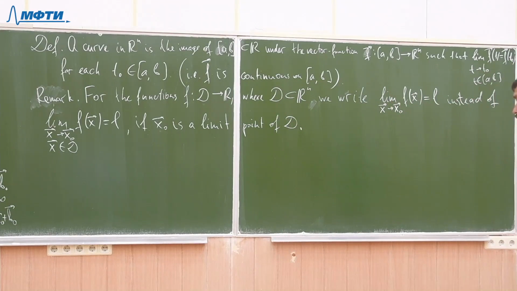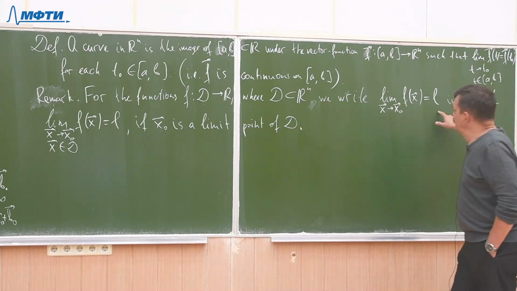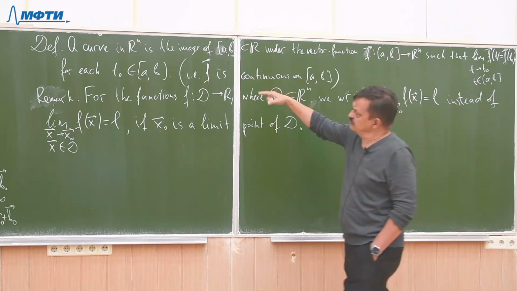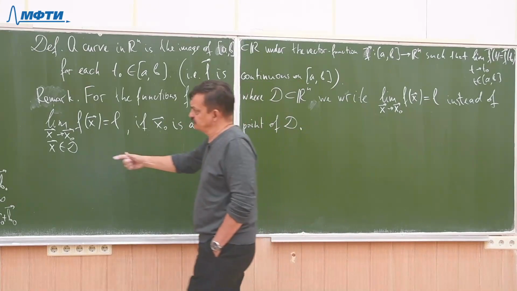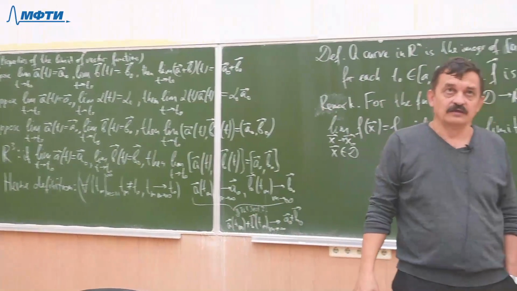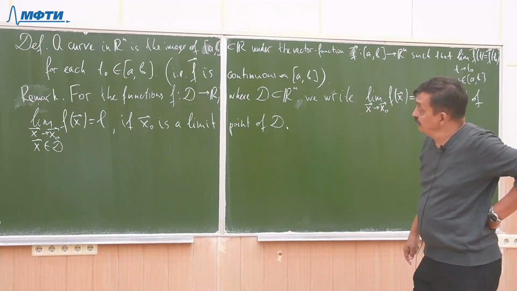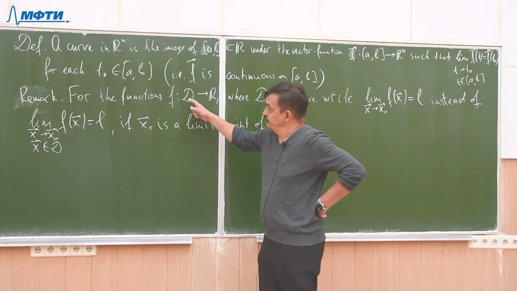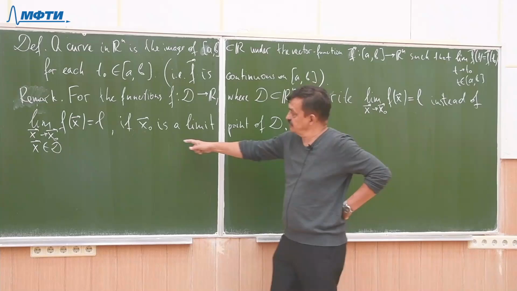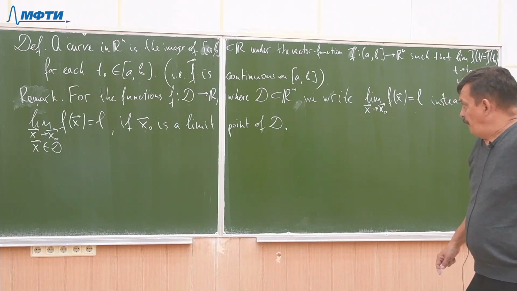Okay? So it means that, like for functions of one variable, we also didn't write here t belongs to the domain of a function. So we suppose that the point is a limit point of the domain. So the function is defined on a domain D which has x naught as a limit point.